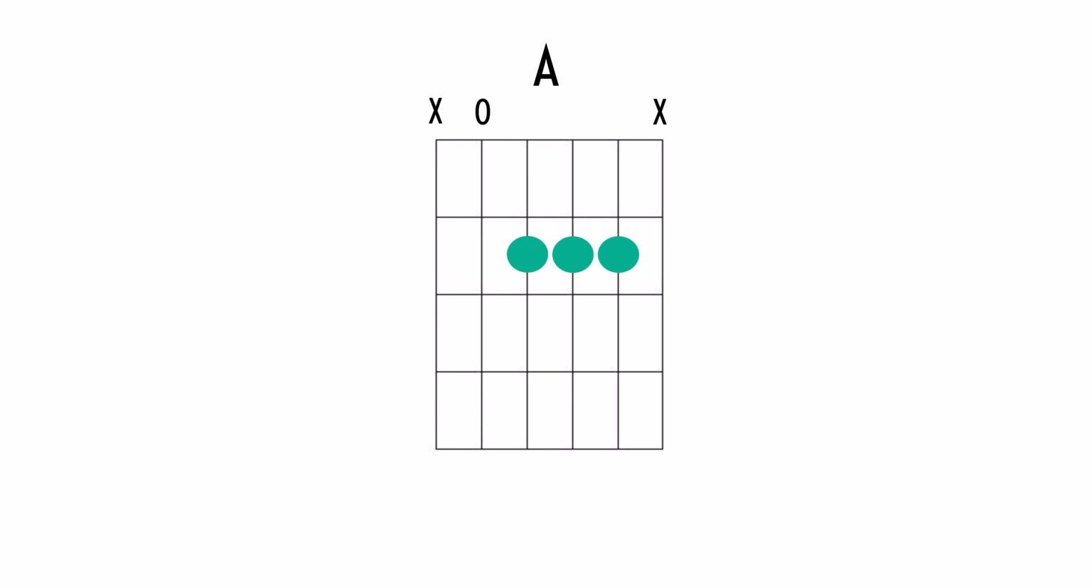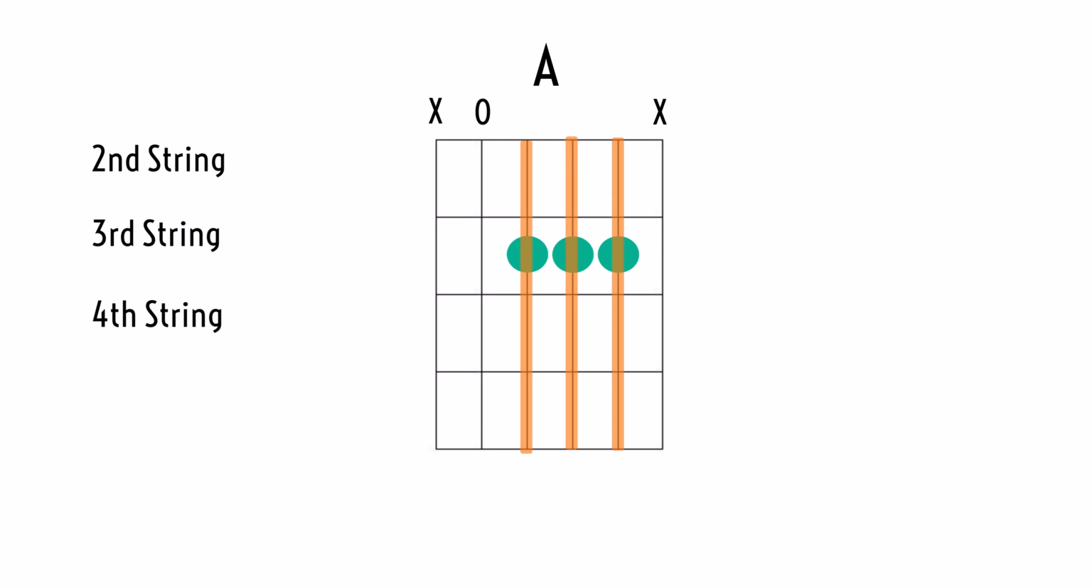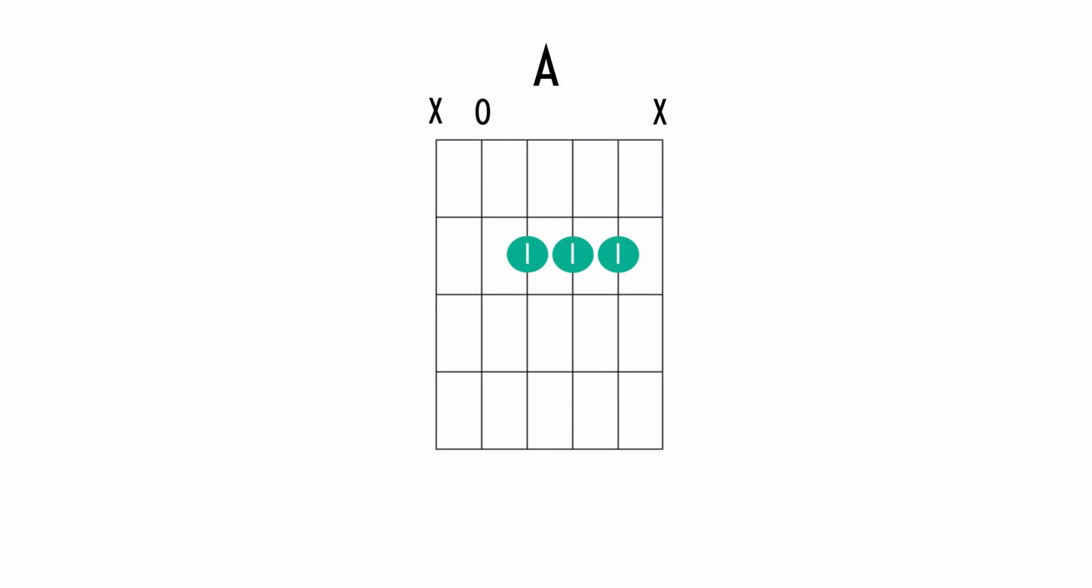We're gonna mute our first string, or the string far right, and we're still gonna be playing our second, third, and fourth strings on our second fret. We're just gonna do it with one finger instead of three. It's also really common to see a rectangle in place of a bunch of individual dots in a spot where you're laying one finger across multiple strings.